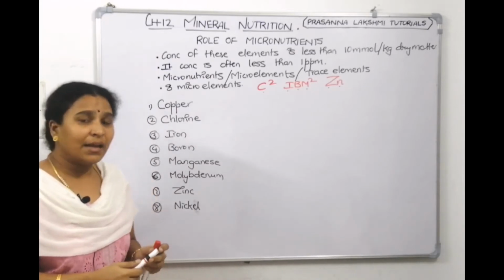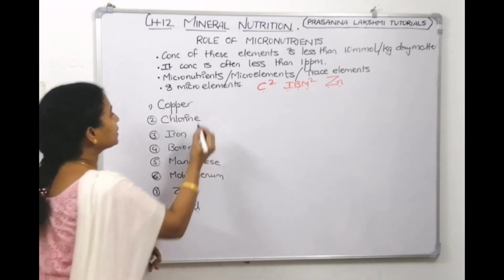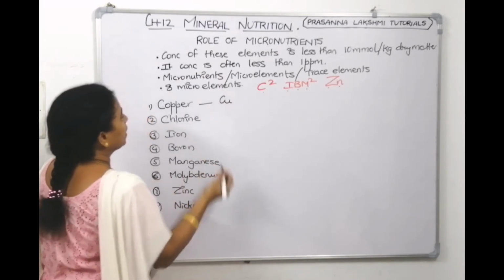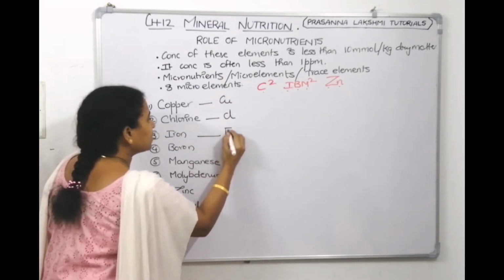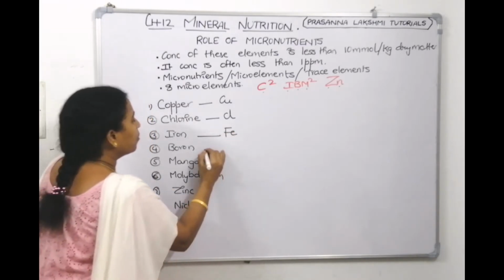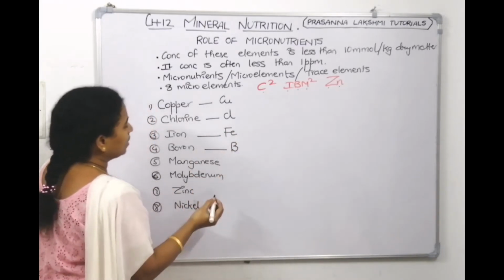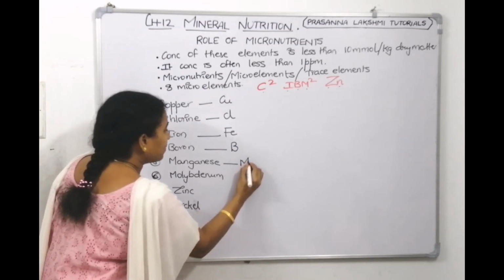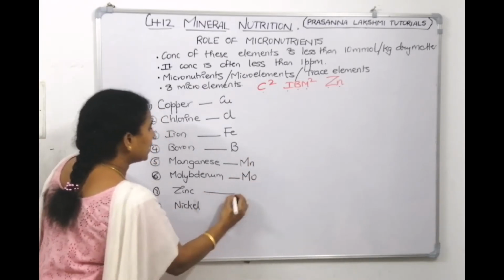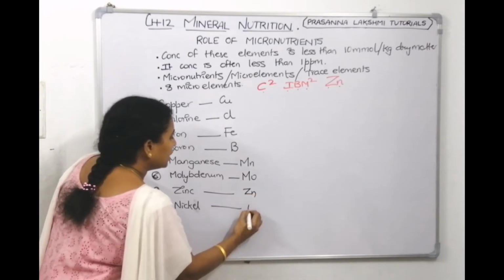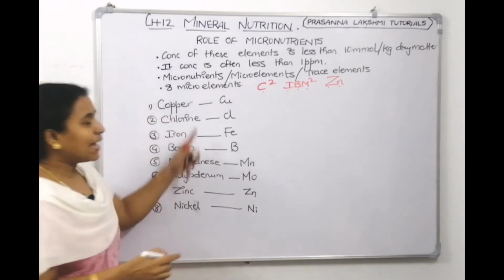Now what are the elemental symbols? Copper is represented by Cu, chlorine by Cl, iron by Fe, boron by B, manganese by Mn, molybdenum by Mo, zinc Zn, children, nickel Ni. So these are the symbols.